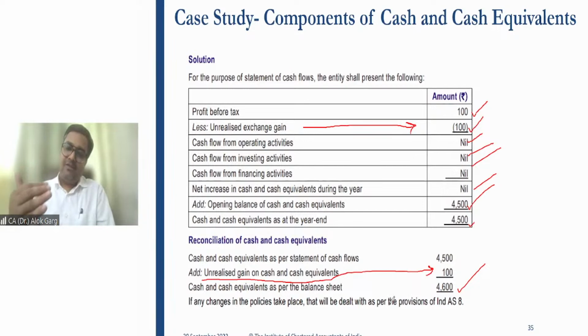You can provide this disclosure as a footnote to the cash flow statement, or you can provide it here also. For example, 4,500, add unrealized gain on cash and cash equivalent 100, then 4,600 as per balance sheet. You can provide this disclosure in the cash flow statement itself.